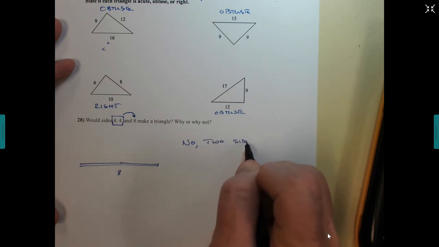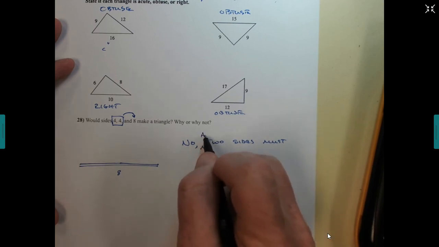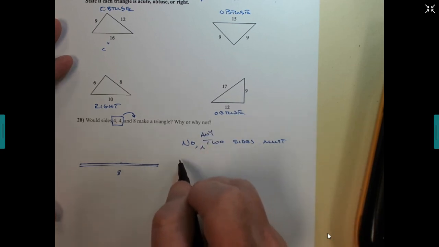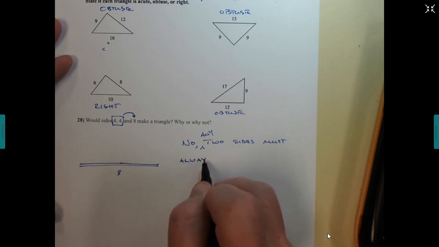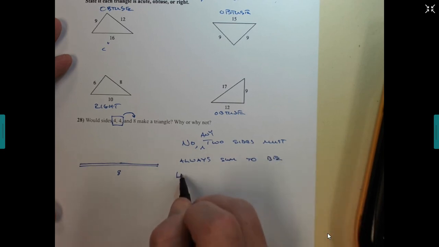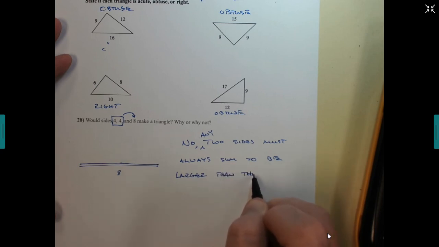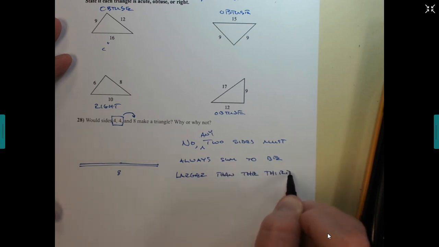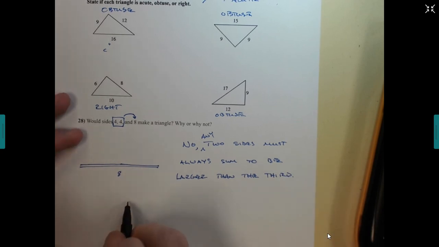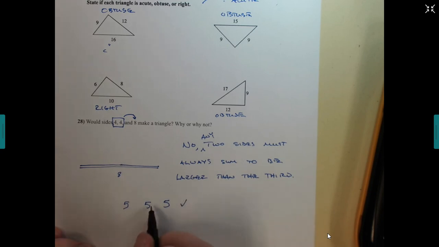Really, I could put it in the words: any two sides must always sum to be larger than the third. If we state it this way, it doesn't matter about whether things are small, because I could have sides 5, 5, and 5. We don't want to talk about which ones are the smallest one. Any two sides must add to be bigger than the third. Can I make a triangle here? Yeah. 5 plus 5 is going to be bigger than 5.